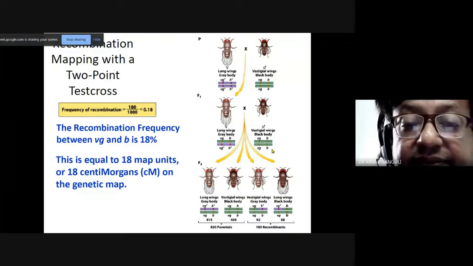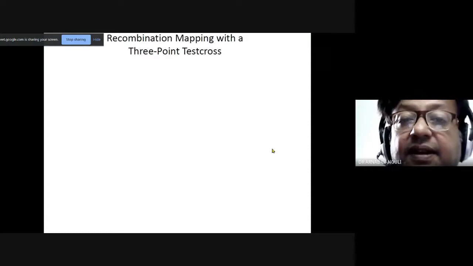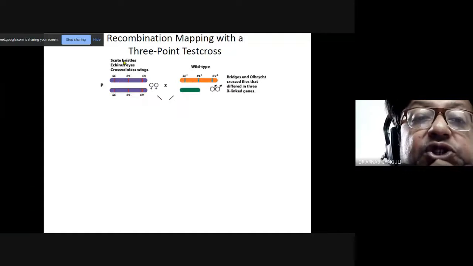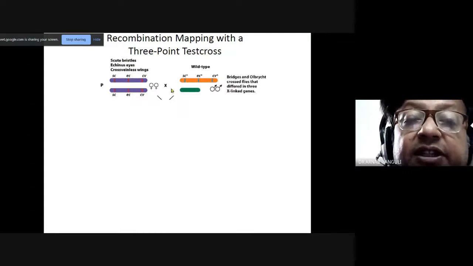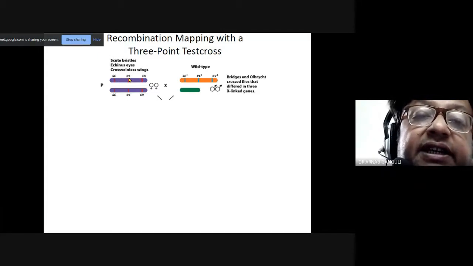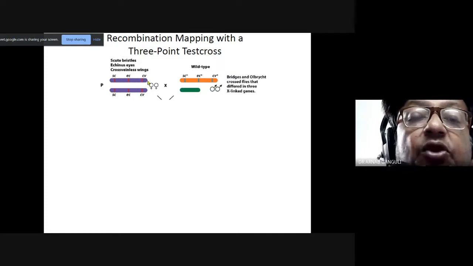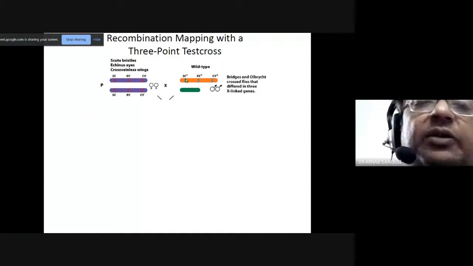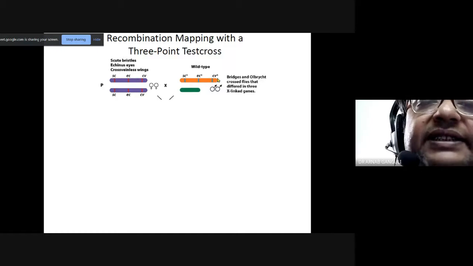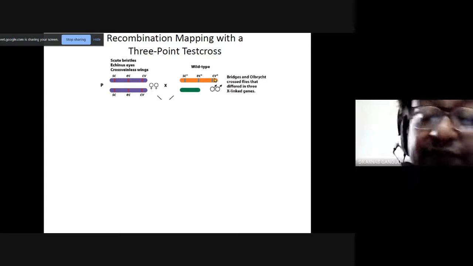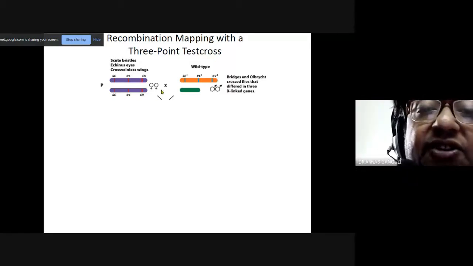Okay. So recombination mapping in a 3-point test cross. So the mutations are scoot bristles, echinus eyes, and crossveinless wings. It is a homozygous female. It is crossed with a wild type male where normal bristles, normal eyes, and normal veins on the wings are present. The veins have got normal cross veins. They are crossed.